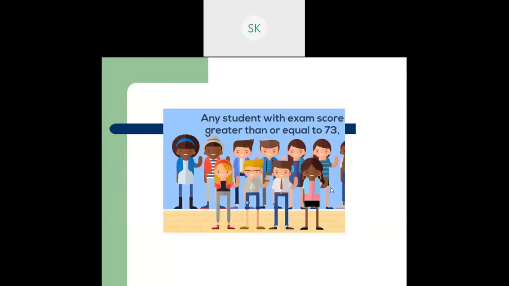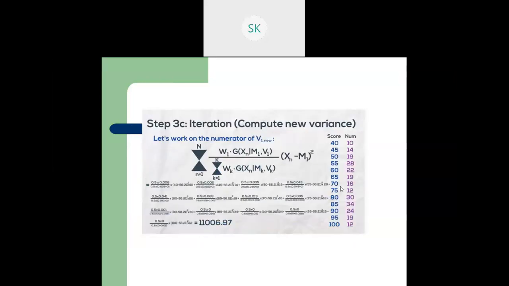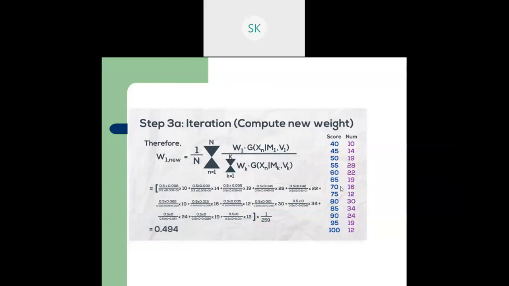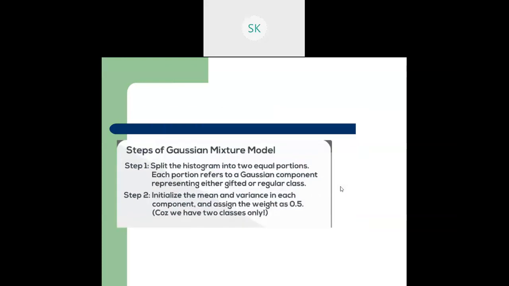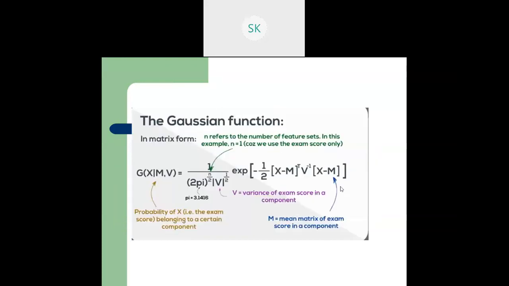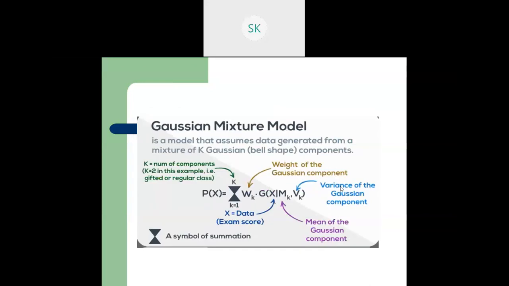So this is the example for the Gaussian mixture model, right? The mathematical equations, don't get confused. Explanation of each and everything is provided here. So everything is explained clearly.